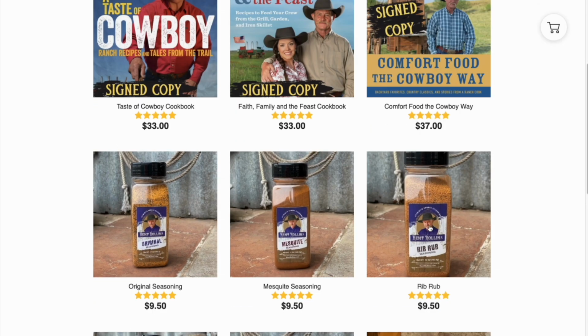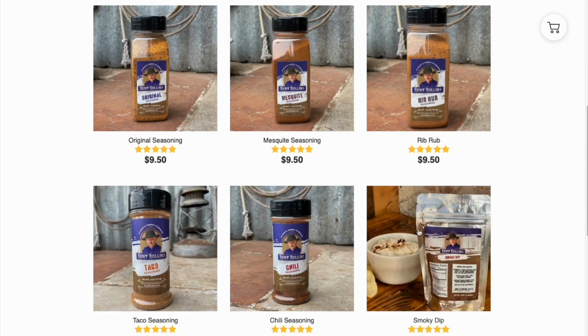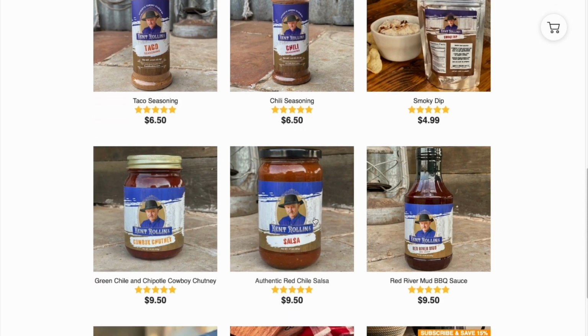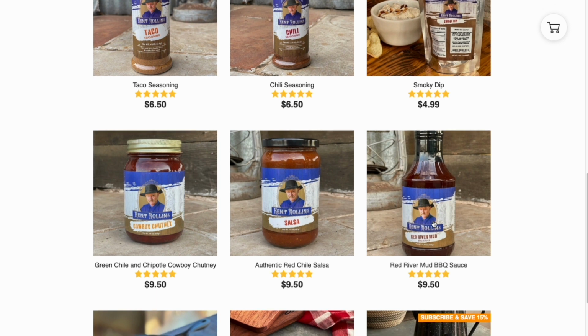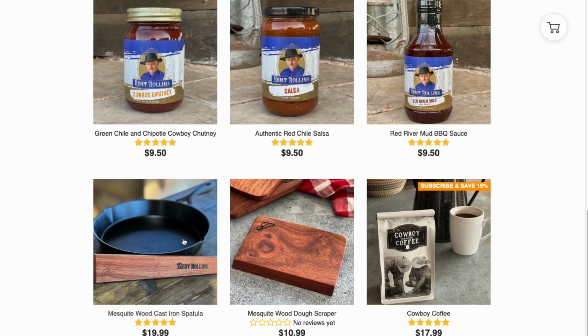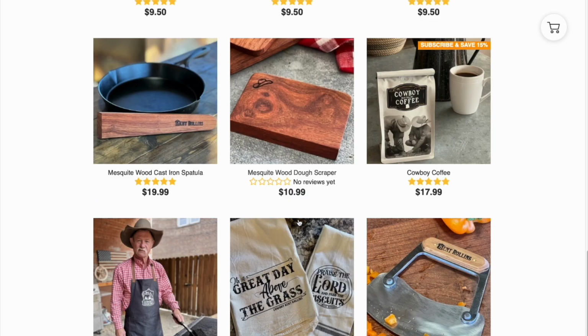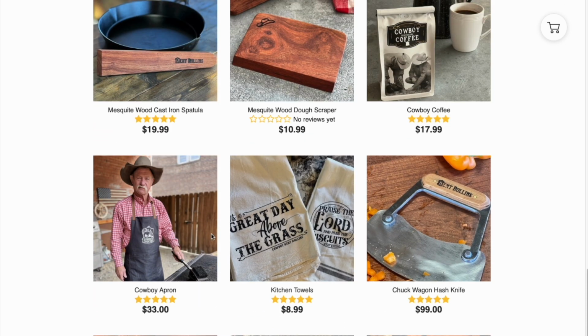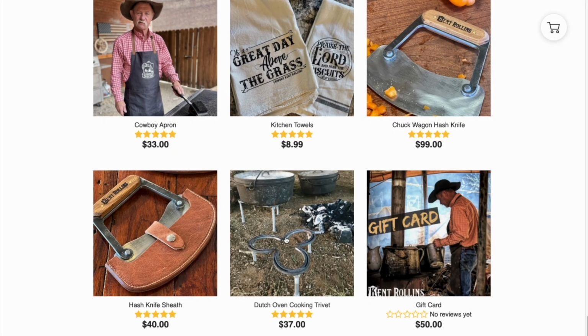You have the various spices that he creates. He's got quite a few of them. He's got sauces. This is chutney, salsa, barbecue sauce. He has kitchen appliances and accessories. He's got a cast iron wood spatula, dough scraper, kitchen towels, hash knife, apron, various accessories.